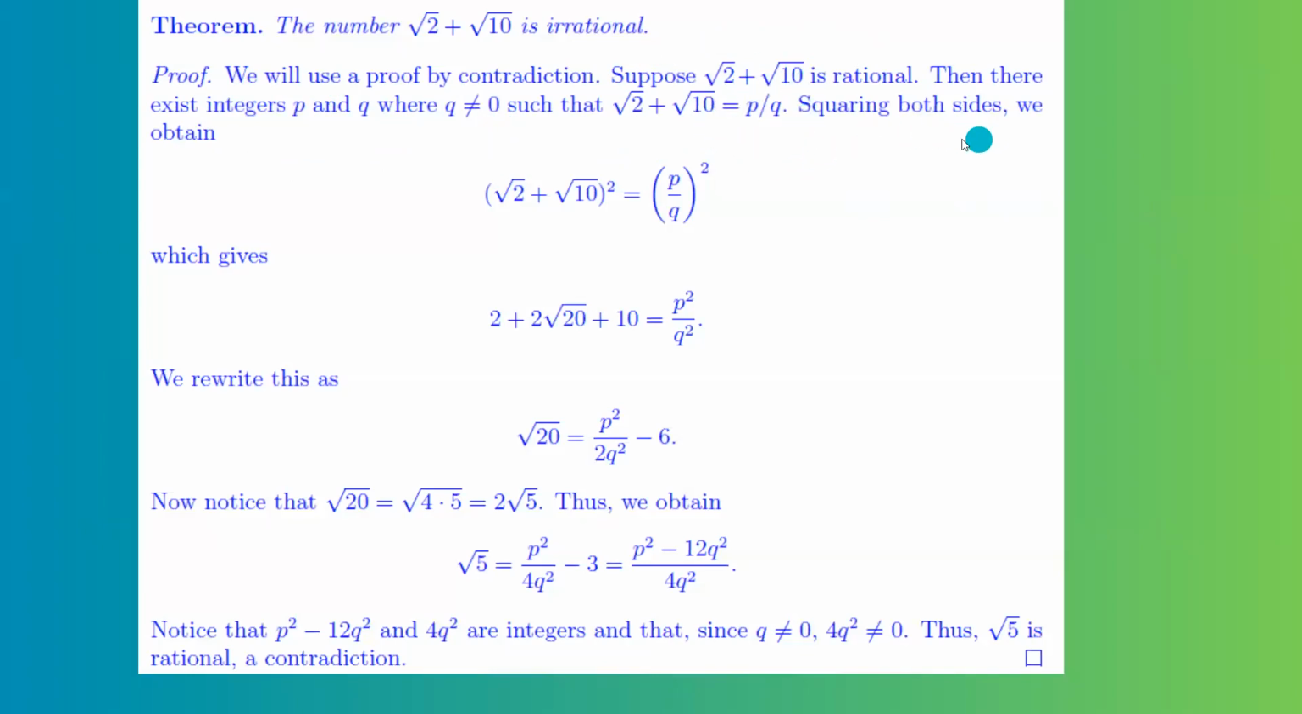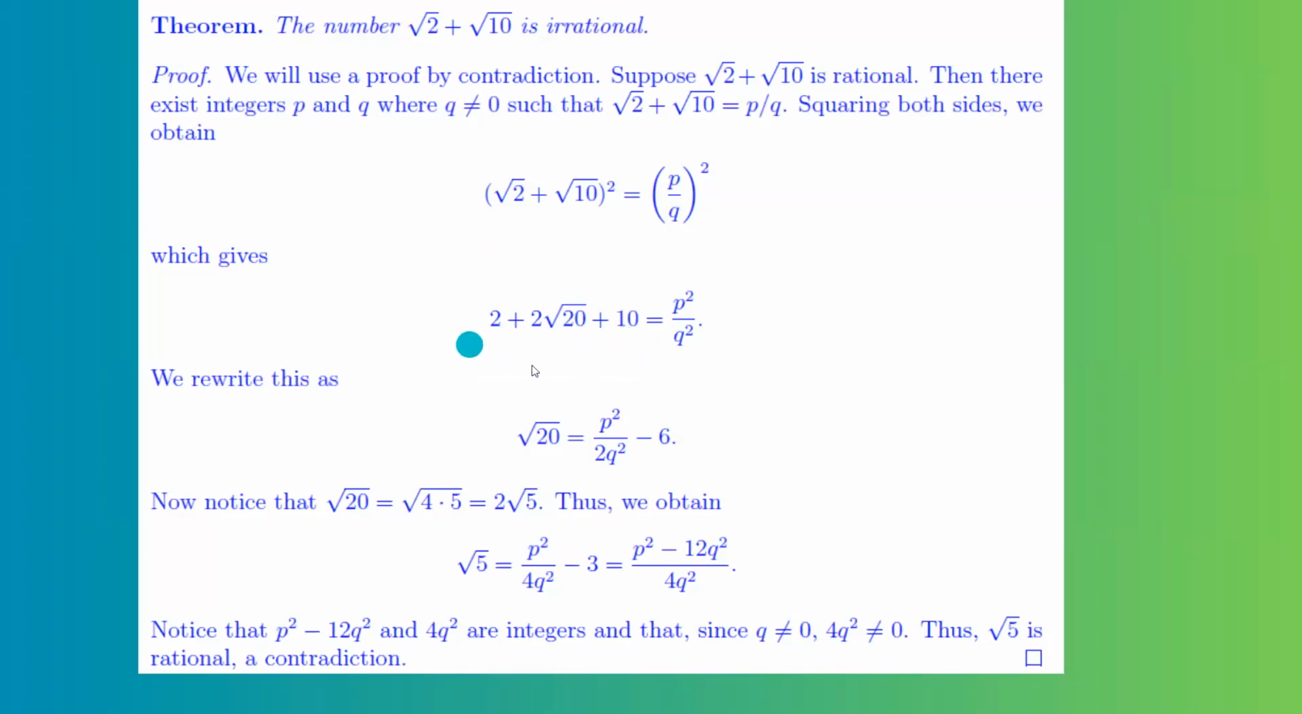Then we'll square both sides. It means that we raise them to the second power. So you get square root of 2 plus square root of 10 raised to second equals this fraction raised to second. Well, on the left-hand side, square root of 2 raised to second is 2, plus 2 times square root of 2 times square root of 10, which is square root of 20, plus square root of 10 to the second power, 10, equals p squared over q squared.